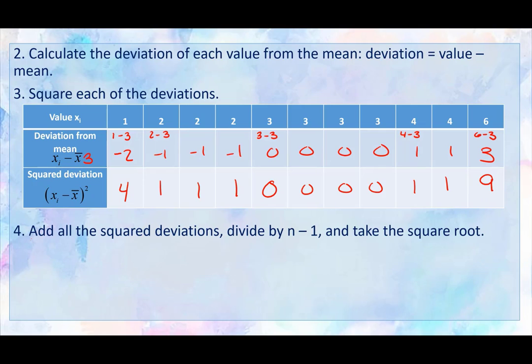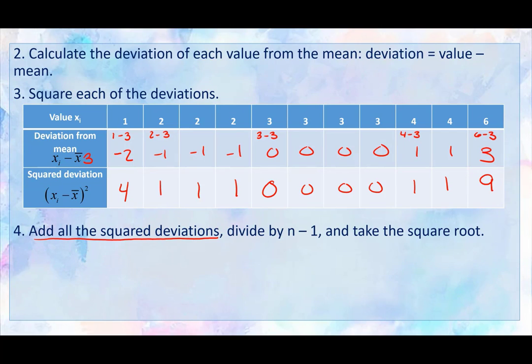Our next step is to add all of the squared deviations up. So we're going to add all of these numbers. So we have 4 plus 1 plus 1 plus 1. That's going to give us 7. All of these zeros still give us 7. 8, 9, 18. So we have 18 as the sum of all of the squared numbers.